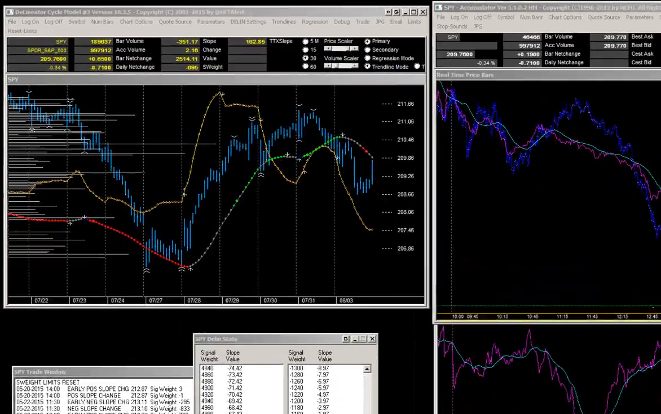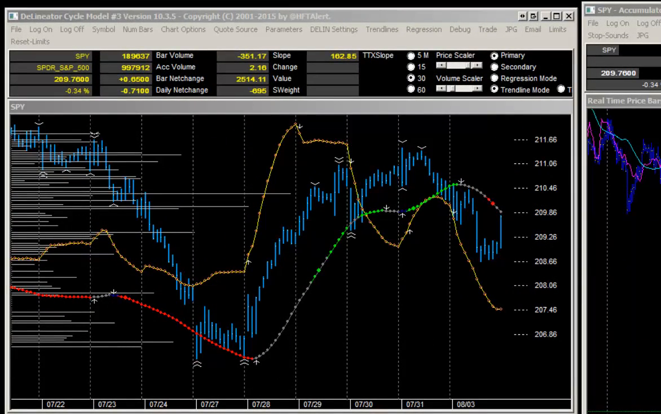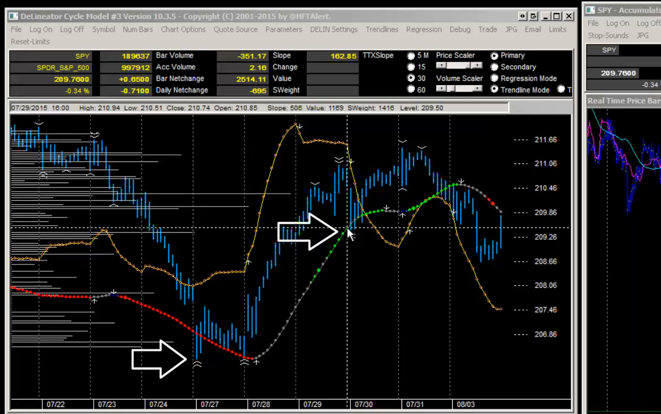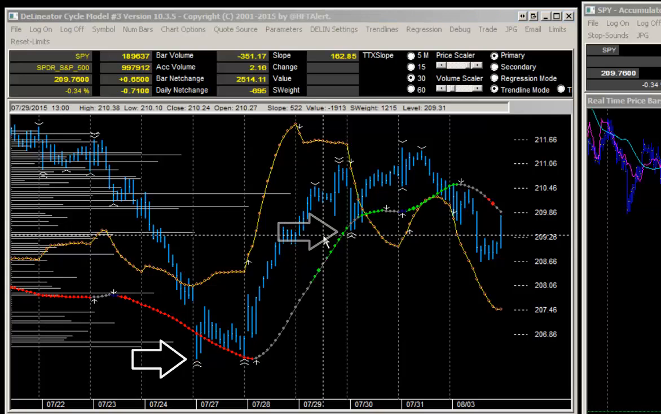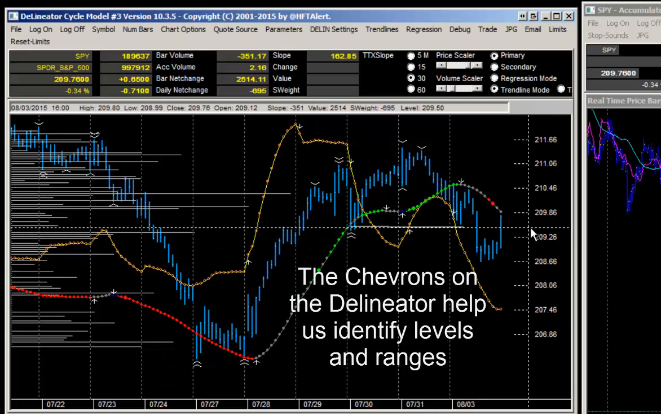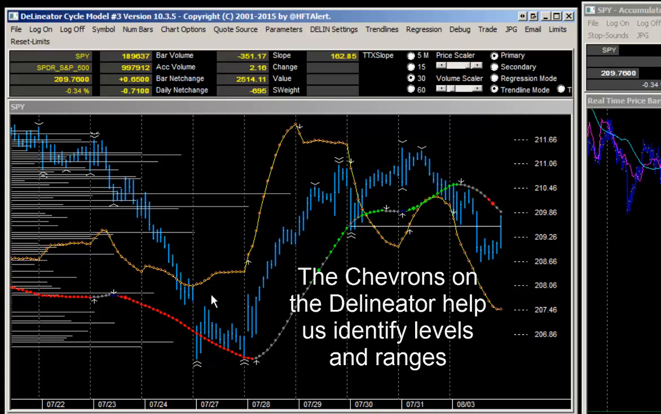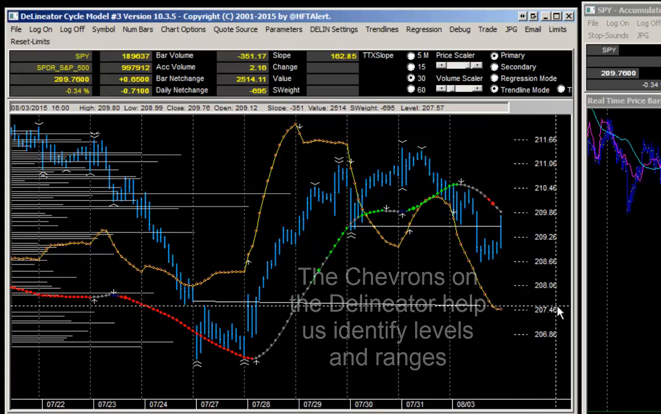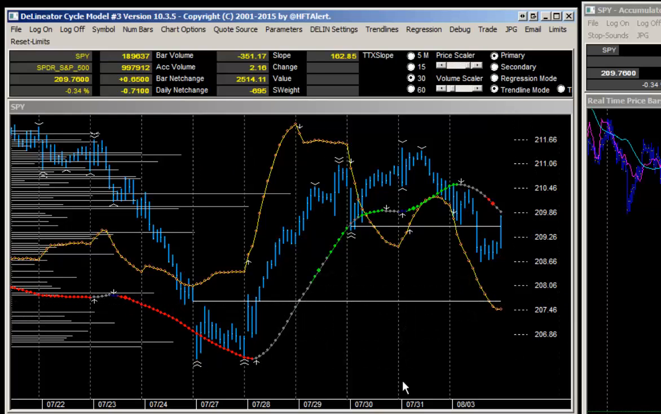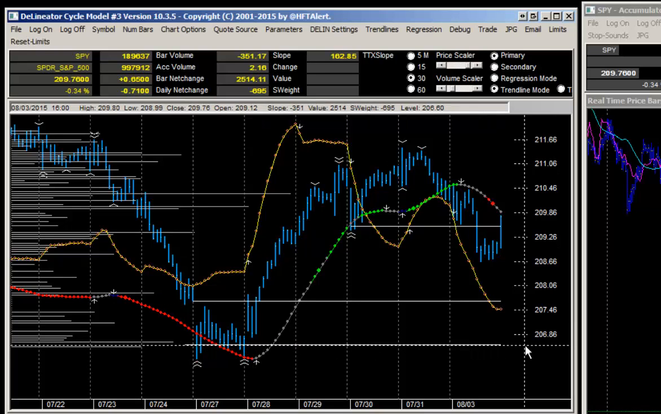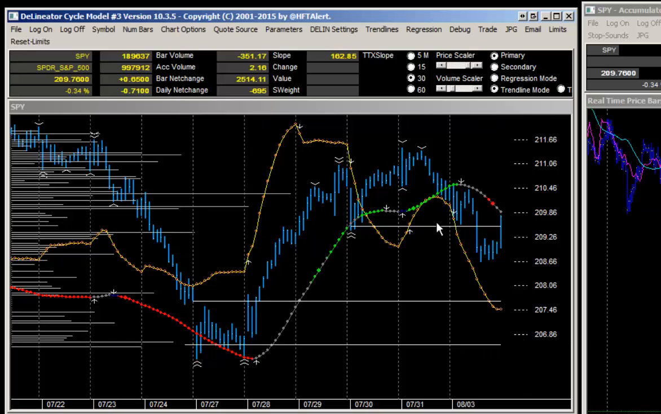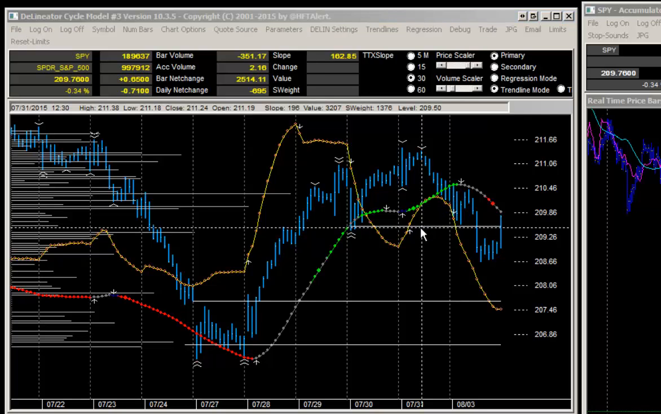So what set up our trade? Well, number one, we knew the direction that the delineator was going to move next, which was down. Number two, we had some initial ranges projected, so we used the chevrons on the delineator to define our ranges. So I'll simply draw a horizontal line this way from that one, and we have a gap here, so we can draw a line there, and then we have these other double chevrons down here, and we can draw a line there.